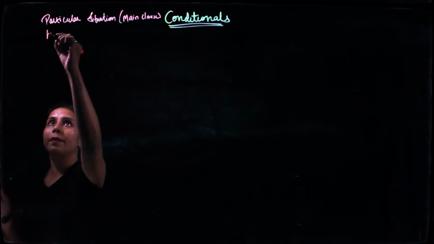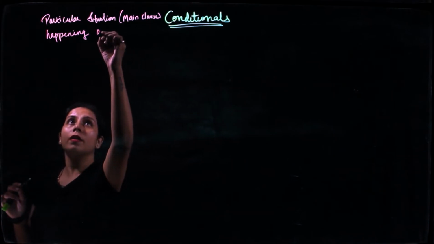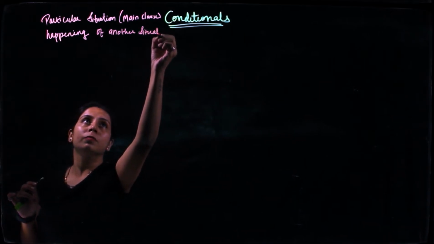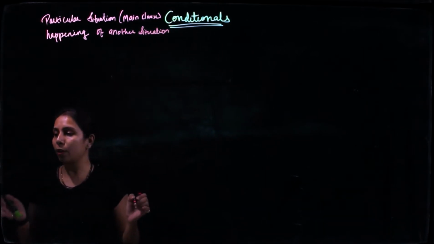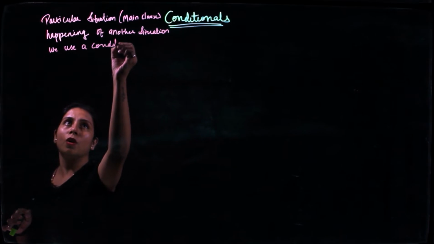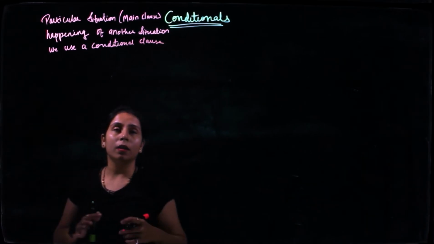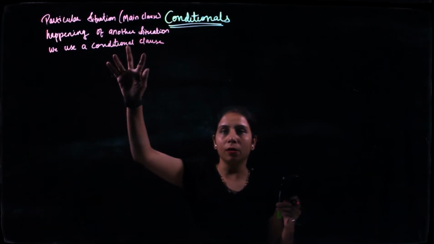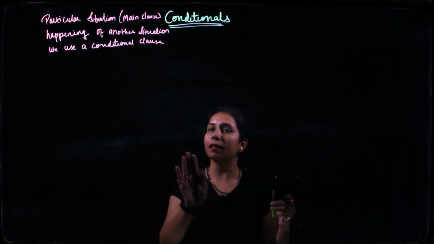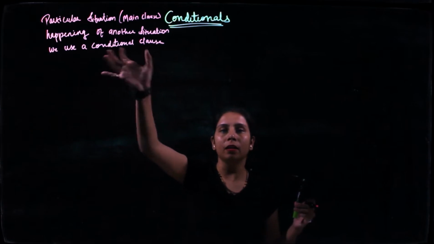Basically, it is dependent on the happening of another situation. Then we use a conditional clause. Now you might have understood two concepts right away: main clause and conditional clause. The main clause is the main part of the sentence, the main happening in the sentence, and the condition, that is the certainty or uncertainty of a particular event or scenario, is when we add the conditional clause.